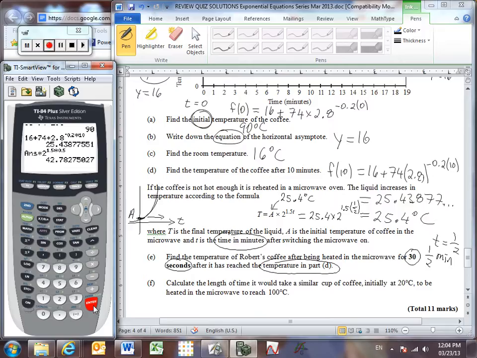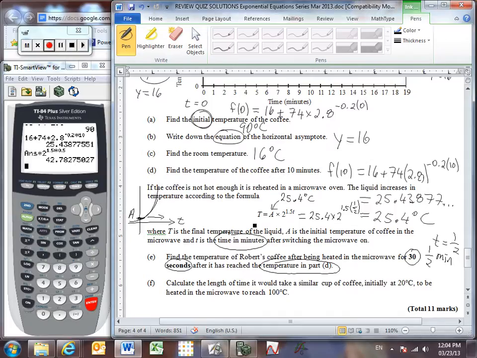And it gives me that after 30 seconds the coffee is heated to 42.78275. And if you don't mind, I'm just going to round that immediately to 3 significant figures of 42.8 degrees Celsius. That's what it's heated to after 30 seconds in the microwave.